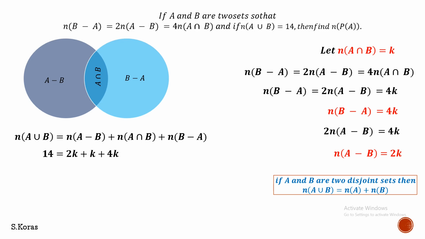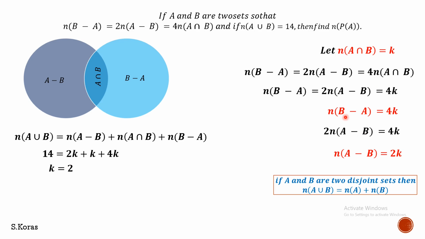Here, if you see, the result is 14 is equal to 7k. So k will be 14 by 7, that is equal to 2. So we got the answer for the k value. Since we know the value of k, now it is very easy for us to find the number of elements in A difference B, or B difference A, or in A intersection B.